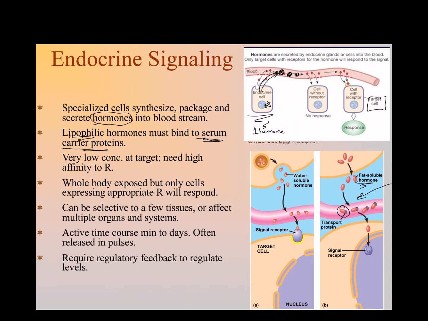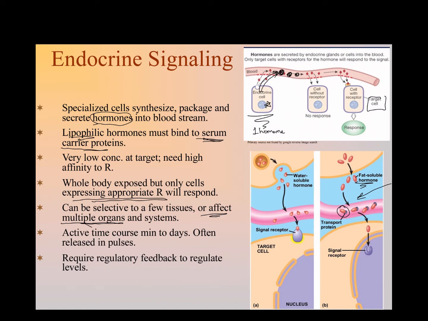So remember, the whole body is being exposed, and only the cells that are expressing that specific receptor are going to respond. That allows the body to have one signal that can either be really selective at affecting one organ, or one signal that can spread across and affect a lot of different organs in cooperation. So if you have a hormone like cortisol, it can go through the bloodstream and have multiple organs and systems that have receptors for it, and coordinate the response to that hormone.